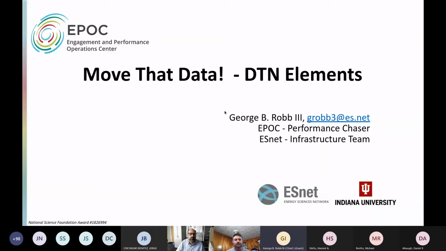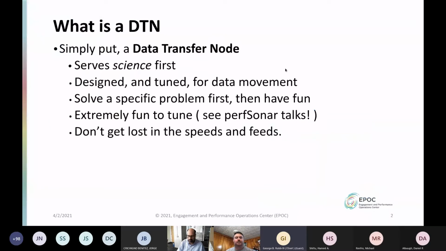This talk is about DTNs, data transfer nodes. So I'll start out with defining it. Simply put, a data transfer node is what a DTN is. Keep in mind, it serves science first. They are designed and tuned for data movement. They are supposed to solve a specific problem first and then have fun later. That said, they're extremely fun to tune. Wait until you see the perfSONAR talks and some of the fun that can be had with tuning DTNs.